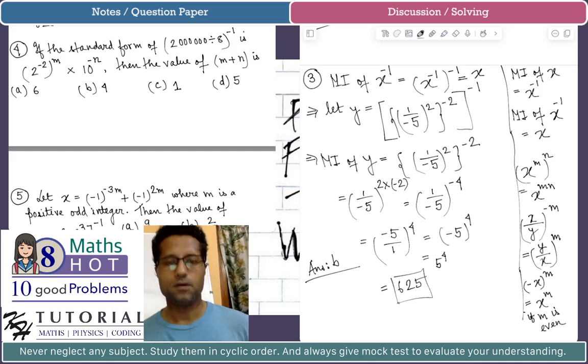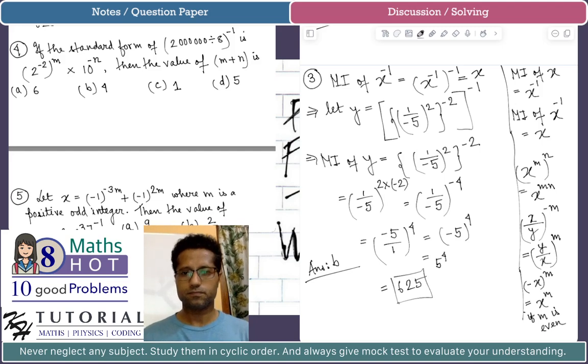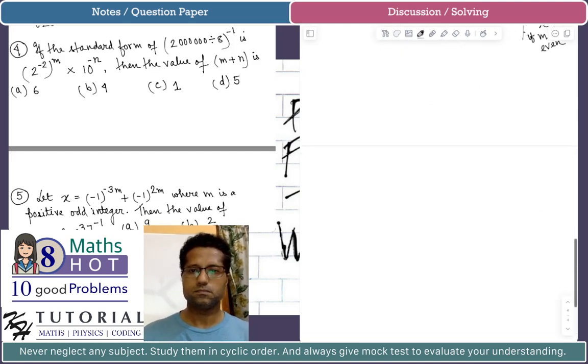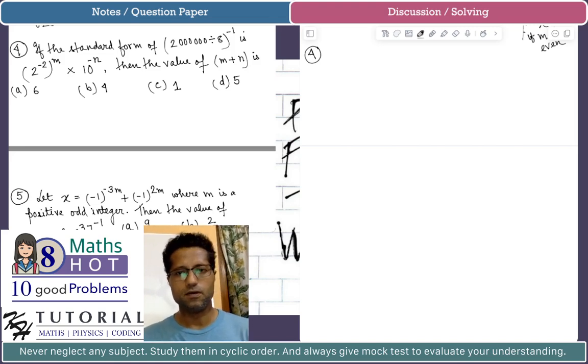Okay, let's solve problem number 4. It says the standard form of a number is given, which is a reciprocal, that is, it has a power of minus 1. The number is 2 followed by a lot of zeros, divided by 8, and that whole thing's reciprocal is given. Then we need the value of m plus n.